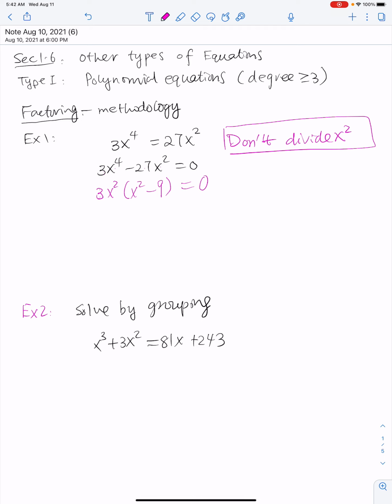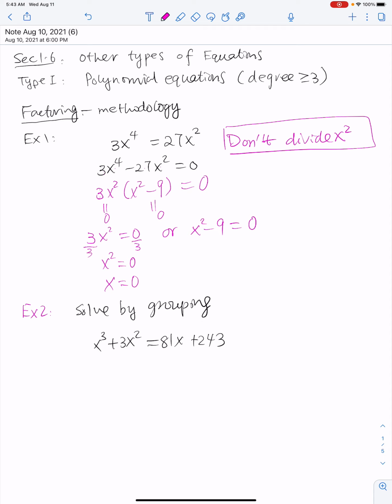So you have this. Now you have what? Two terms multiplied together equal 0. Then each term is equal to 0. So you have 3x squared equal to 0, or x squared minus 9 equal to 0. What should we do from here? Could we divide by 3? Of course, because it's a number. So x squared equal to 0. What will be x? x squared equal to 0, then x equal to 0 too.